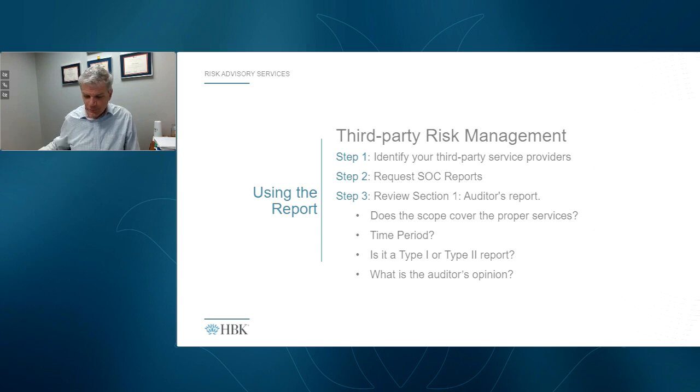So using the report for third-party risk management, there are 3 high-level steps: you identify who your third parties are, get SOC reports from them, and then review the section. And like what Owen talked about earlier, verify the scope of the services is what you're looking for, the time period, and if it's a type 1 or type 2 report. Type 1 just says that the controls exist, type 2 is a little more thorough, in that the independent party gives you an assessment of how effective those controls actually work. So those are some things to keep in mind.